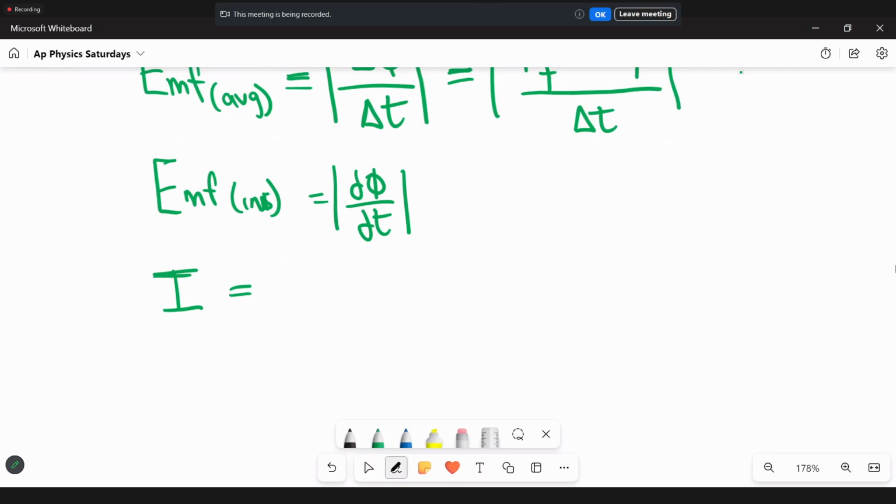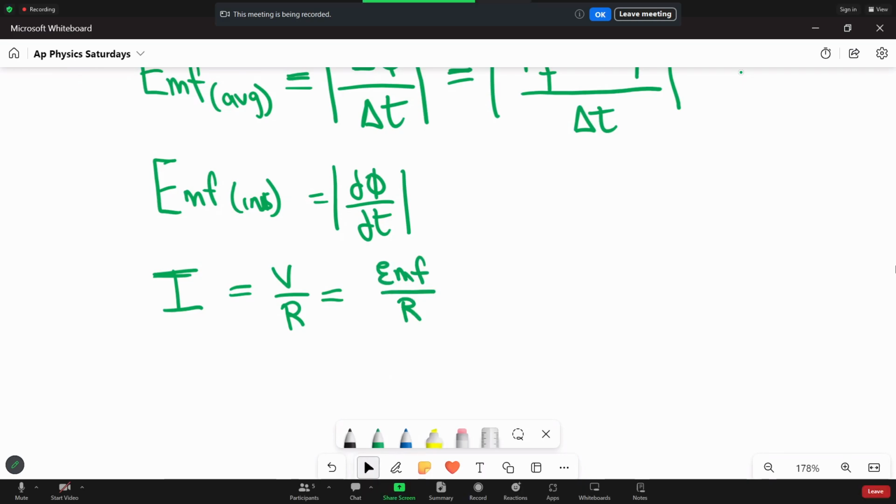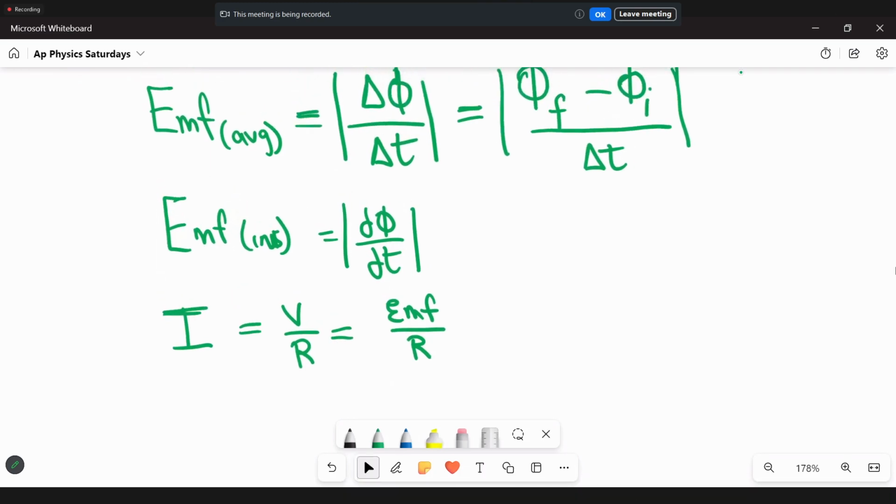Guys, can you tell me what is the formula of current in terms of voltage and resistance? Voltage over resistance. Yes, voltage over resistance. Do you remember this? We know that the voltage is the potential difference, right? EMF. So we can write this as EMF divided by R, correct? We just found EMF here. You see, we have found EMF here.